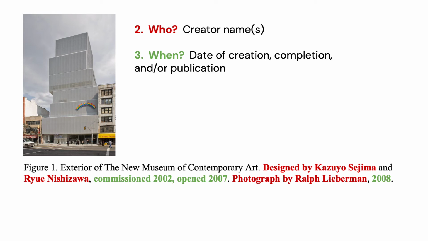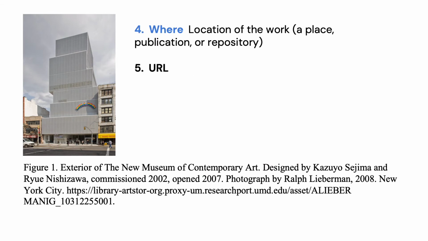After the who, make note of the when, or the date of creation or publication. After naming the architects, add a comma and write the date information provided by JSTOR. Commissioned 2002, opened 2007, period. After naming the photographer, add a comma and the date associated with the photograph. 2008, period.